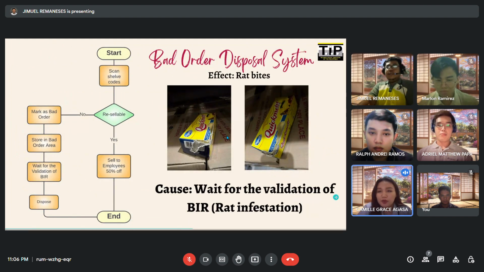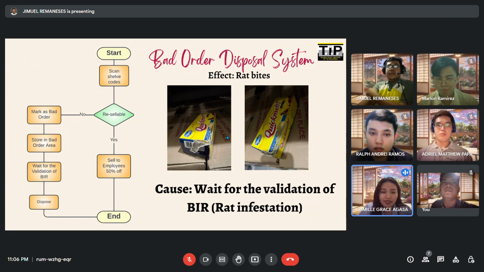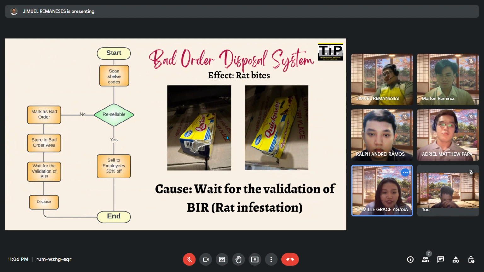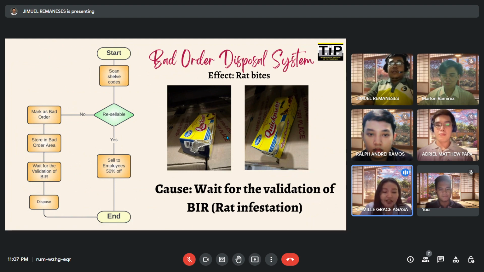Bad order disposal system, which affects rat bites. The flowchart shows that the company has a process to recover the money lost in the bad orders that were generated within the warehouse. The checker receives the list of products to analyze the condition, checking the product's quality, and analyzes if the product can be resold or not. If the product is marked as a bad order or BO, it will be stored for BIR inspection and disposed of. If the product can be resold to the employees, it will be reduced to 50% from its original price.